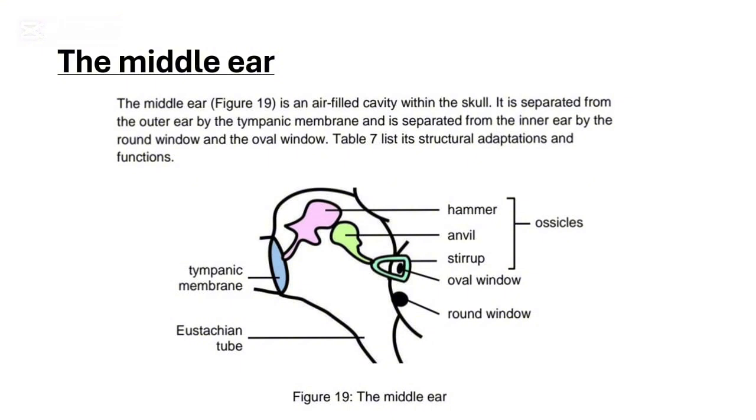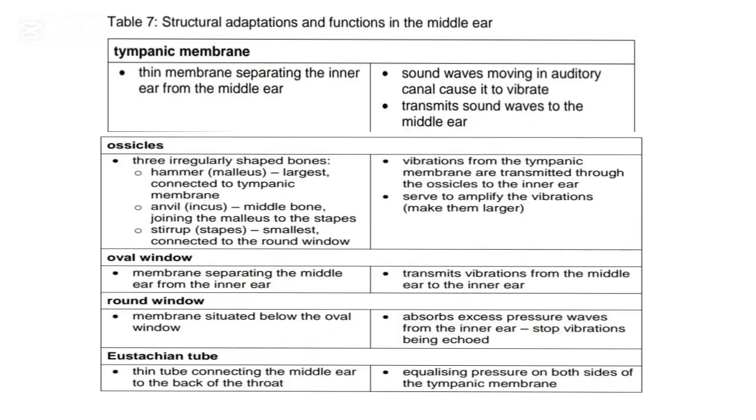The middle ear is shown on figure 19, and it has the following structures: hammer, anvil, stirrup, oval window, round window, tympanic membrane, and eustachian tube. Table 7 lists its structural adaptations and functions. Tympanic membrane. This is a thin membrane separating the outer ear from the middle ear. It has the following functions. Sound waves moving in the auditory canal cause it to vibrate. It transmits sound waves to the middle ear.